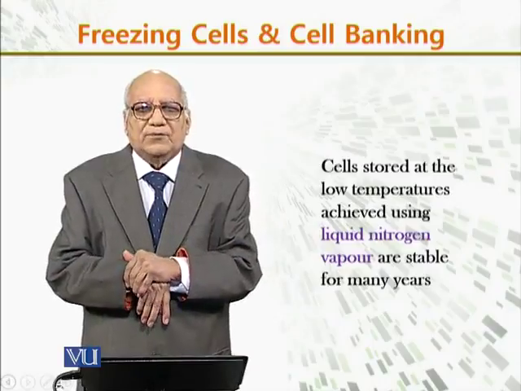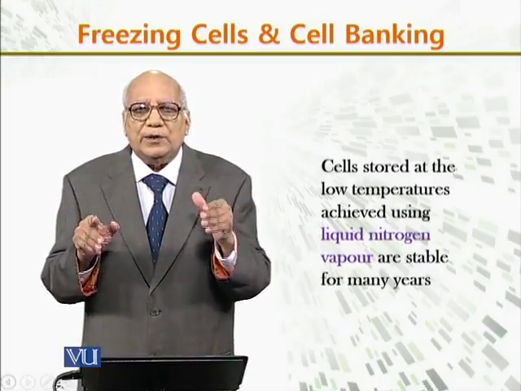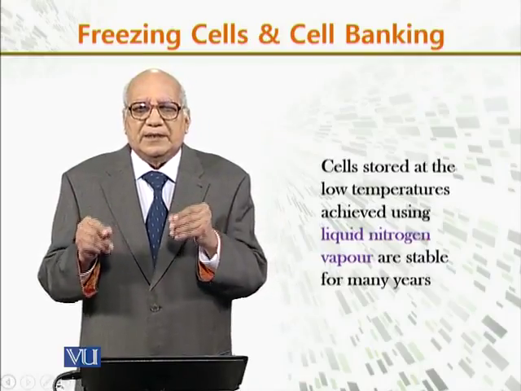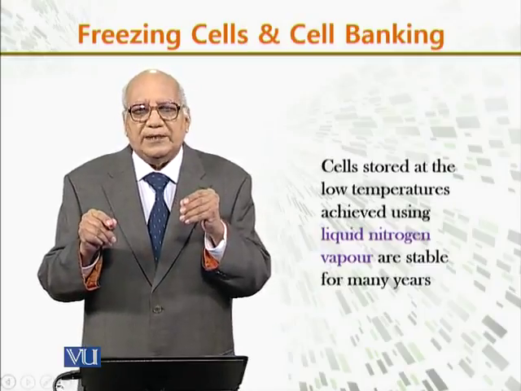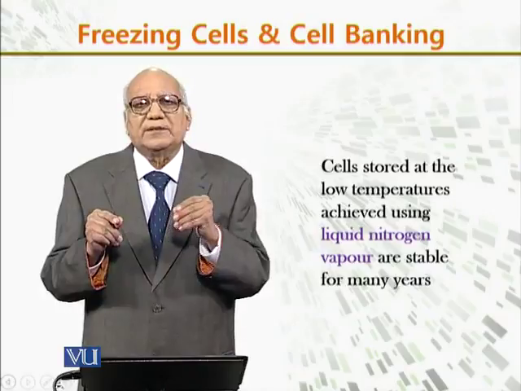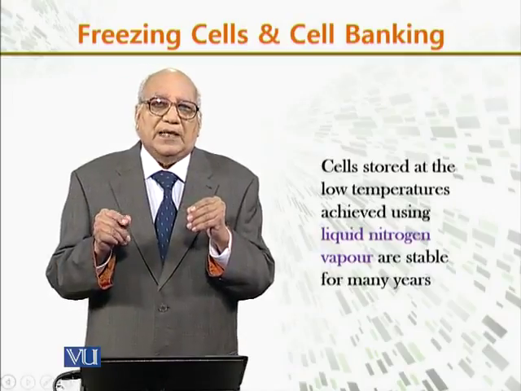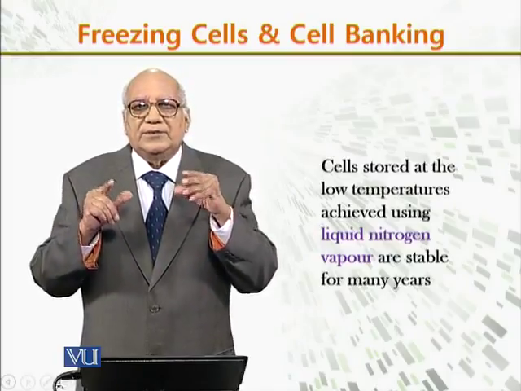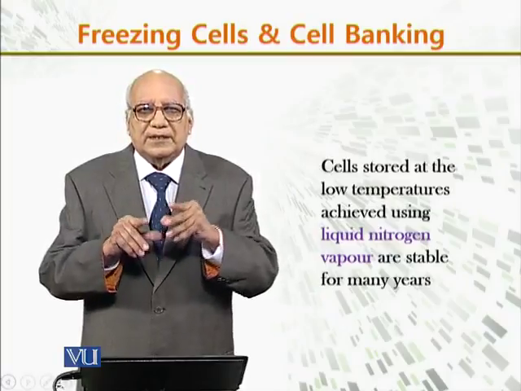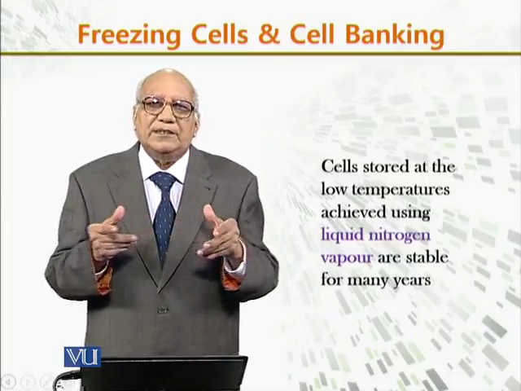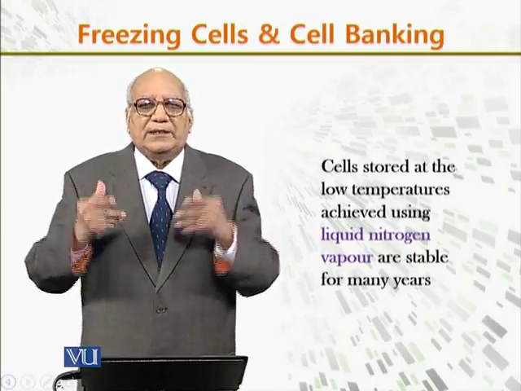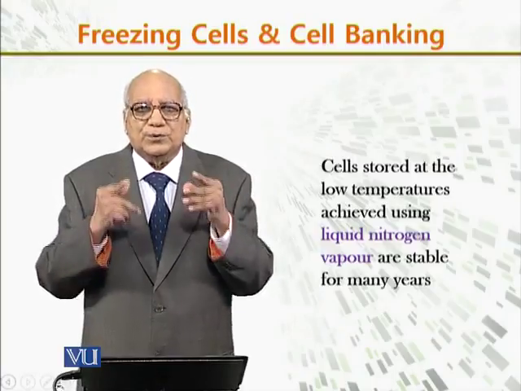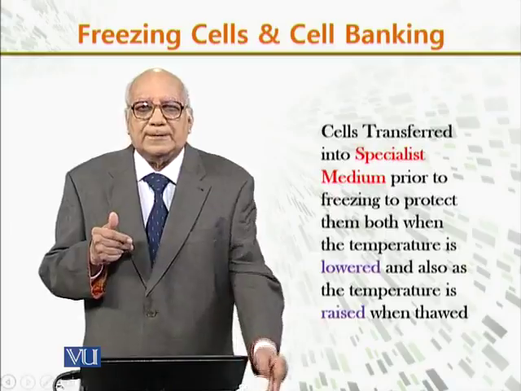Now, cells which are stored at low temperature, these low temperatures are achieved using liquid nitrogen vapor, and the cells are stable for many years. That is through a branch of science which is known as cryogenics. These cells are frozen, their biochemical activities are frozen by the liquid nitrogen vapors, and they are stable for many years to use for further experimentation.